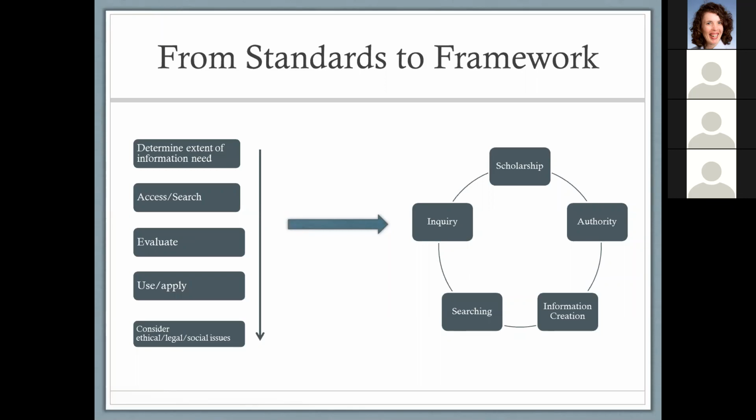With the framework, we are considering a more holistic model where scholarship and scholarly conversation, authority, information creation, the overall searching process, the process of inquiry or framing research questions all intersect. This is kind of like a network or a web of understanding. So it's really a more holistic model that touches all aspects of research and scholarship.